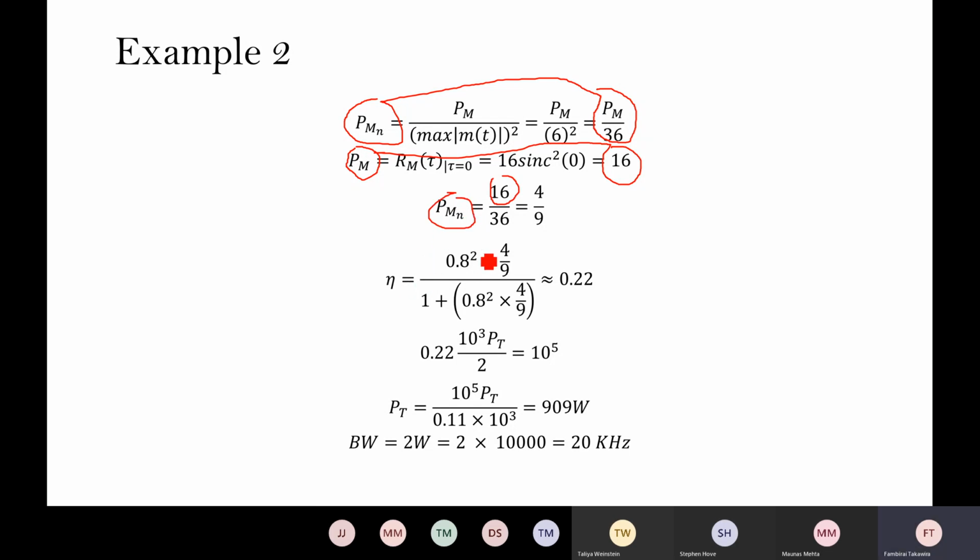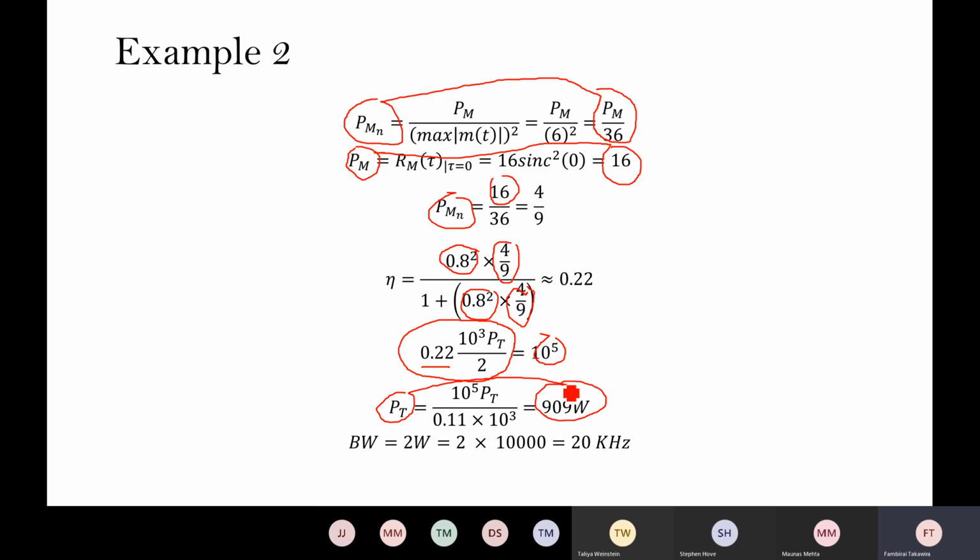Then with that, now we can find our eta. This comes from the modulation index, and this is from PMN. That gives us an approximate eta of 0.2. So plugging in eta and equating this, which is the signal-to-noise ratio at the output of the DSB full carrier, to the required signal-to-noise ratio of 10 to the 5, we can solve for PT, and in this case, PT comes out to be about 900 watts.